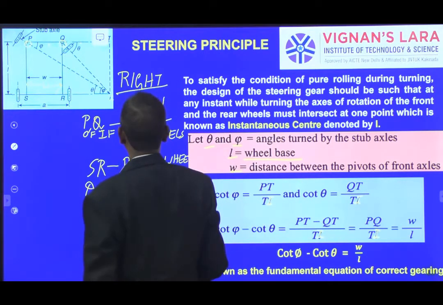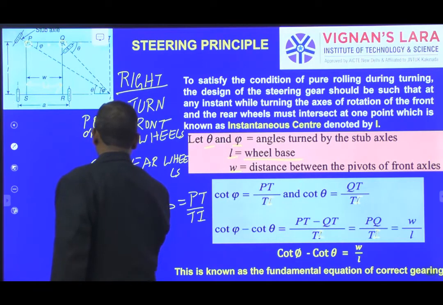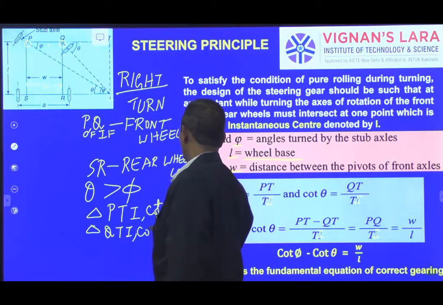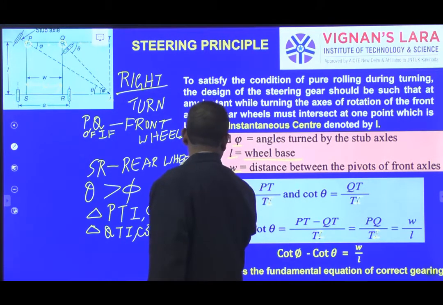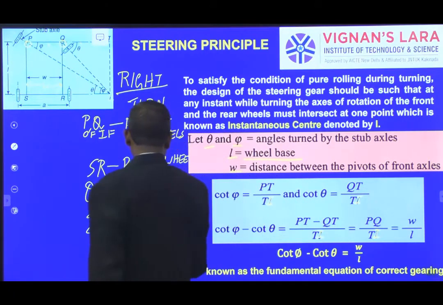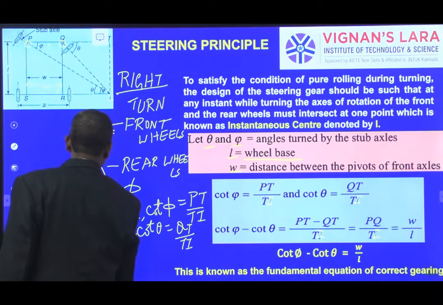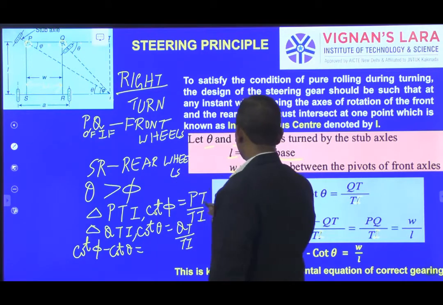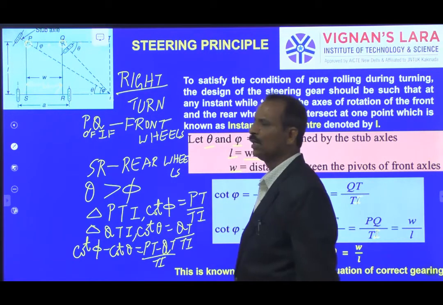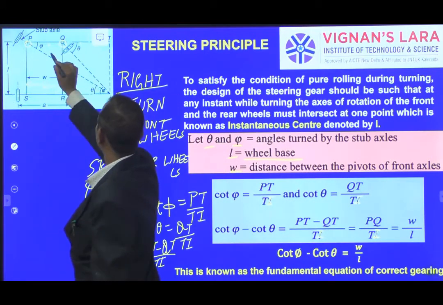Then the other triangle, that is triangle QTI. This is cot theta is equal to QT by TI. Then if I write cot phi minus cot theta, that is PT minus QT by TI. So what is PT minus QT? That is PQ by TI.